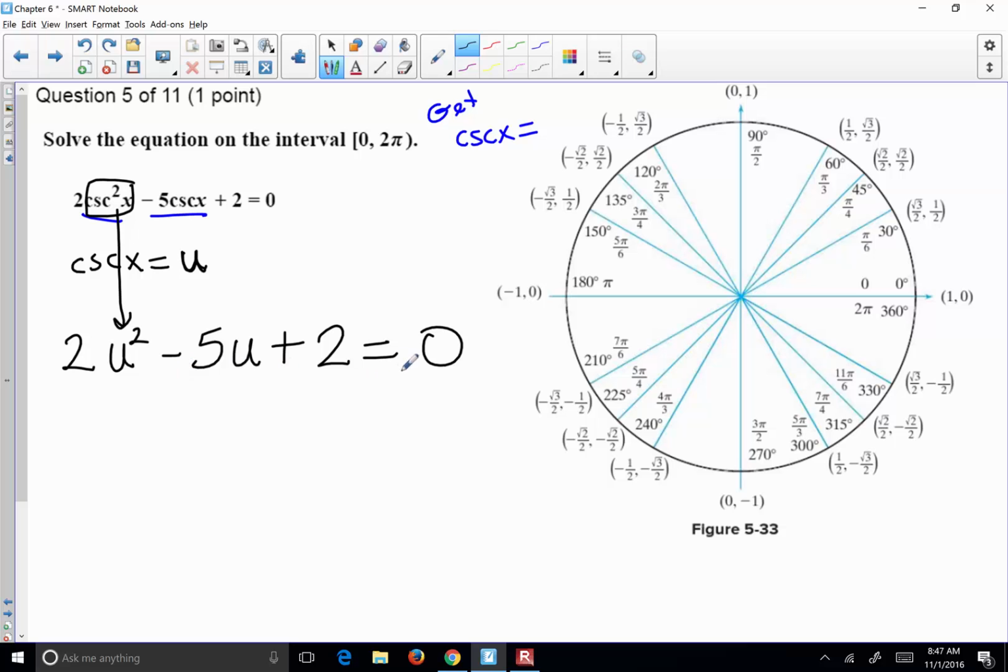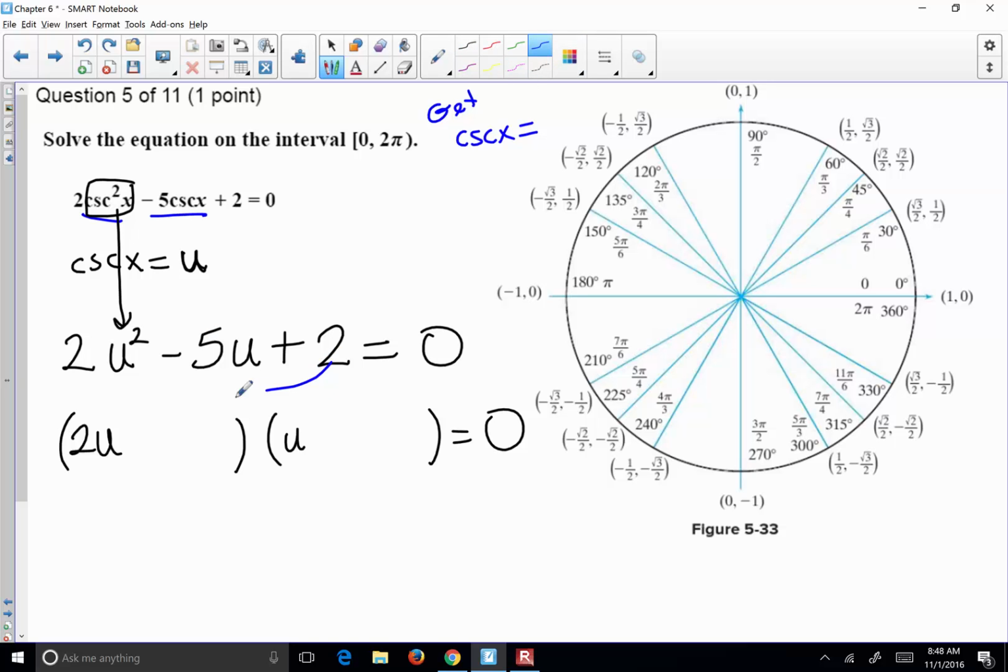Or a trinomial set equal to 0? 3 terms set equal to 0, with one of them having a square, is solved by factoring. Yes. We need to separate them into 2 groups. And 2u squared, 2 separates as 2 and 1. U squared will be u and u. 2u times u is 2u squared.